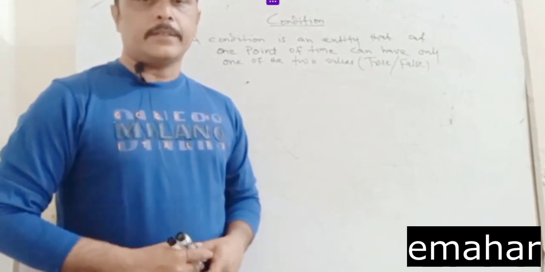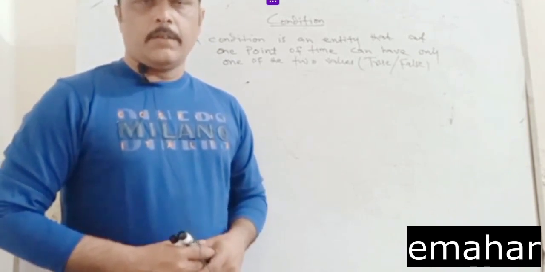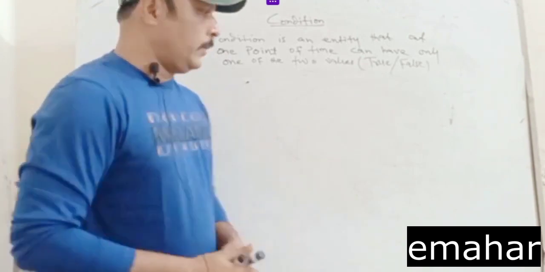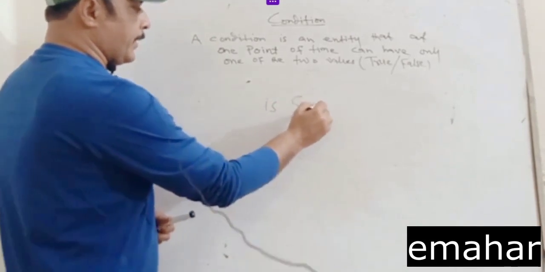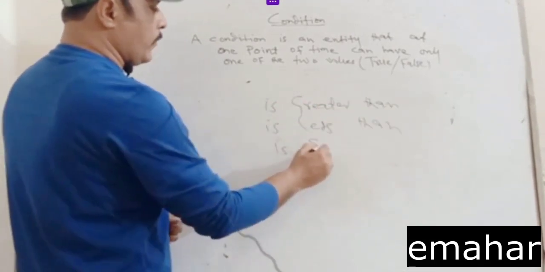We have relational operators for relational condition. The relational condition indicates a comparison between two operands: operand 1, relational operator, and operand 2. Is greater than, is less than, is equal.